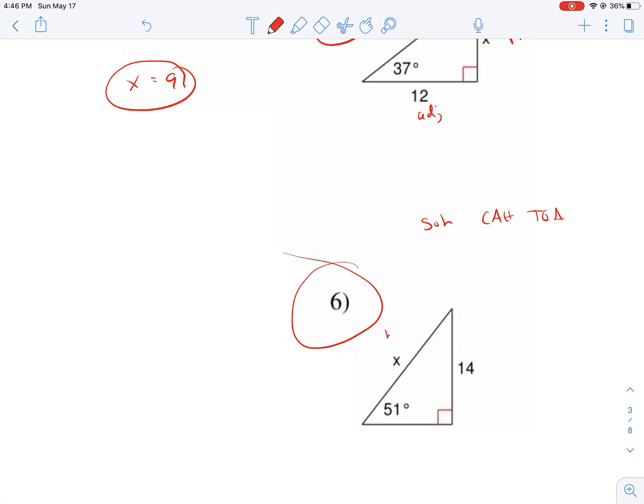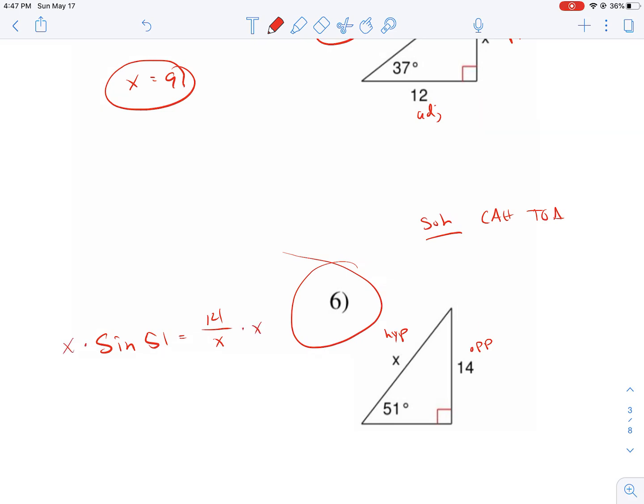And so this one right here. All right, this is our hypotenuse. This is our opposite side. So which one involves opposite and the hypotenuse? Well, that's sine. So the sine of 51 is equal to 14 divided by x. Multiply both sides by x. Then we're going to end up dividing by the sine of 51. So x is equal to 14 divided by the sine of 51 degrees.